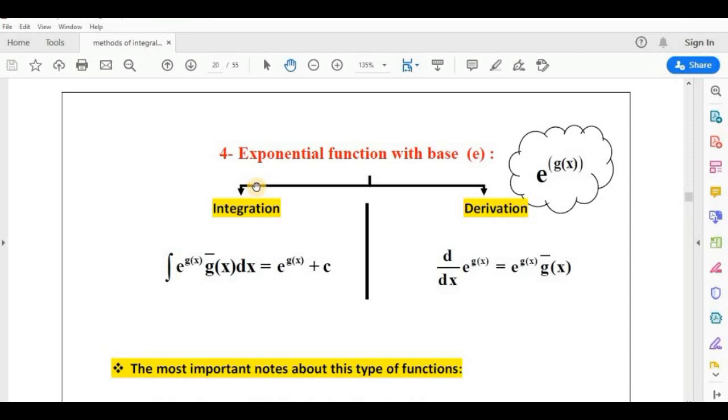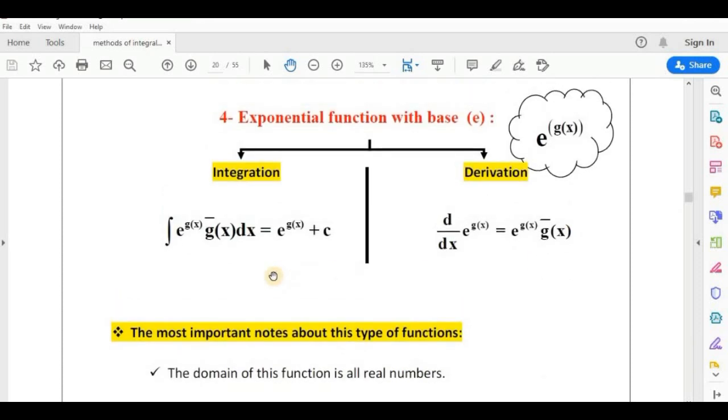Today we have the special function, the exponential function with base e. This is how it looks for the integration of the exponential: the integral of e to the power g(x), multiplied by the derivative of g(x), will be e^g(x). And for the derivative of this exponential function, e to the power g, we keep it as it is, and we take the derivative of g(x).